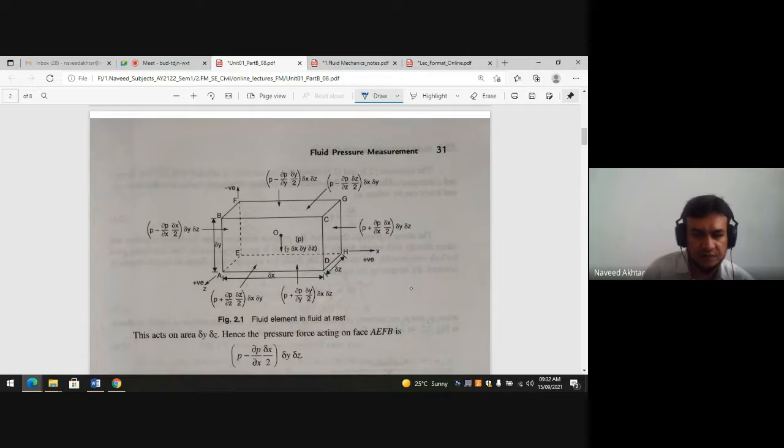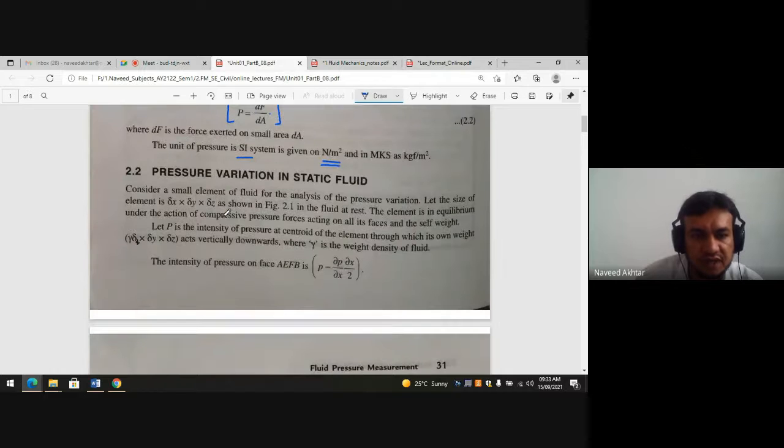So this figure you are looking at is a cube, having a three-dimensional figure. Okay, so this one is the cube. Okay, so this is the small part of your element of fluid. So I will say that this is the small part of element of fluid. Consider a small element of fluid for analysis of the pressure variation.